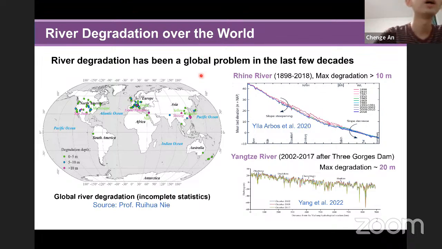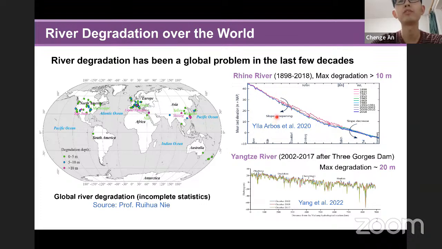We all know that river degradation has been a global problem in the last few decades. This map shows the river degradation in rivers worldwide, including some of the largest rivers around the world, like the Yangtze River in East Asia, the River Rhine in Europe, and the Mississippi River in North America.